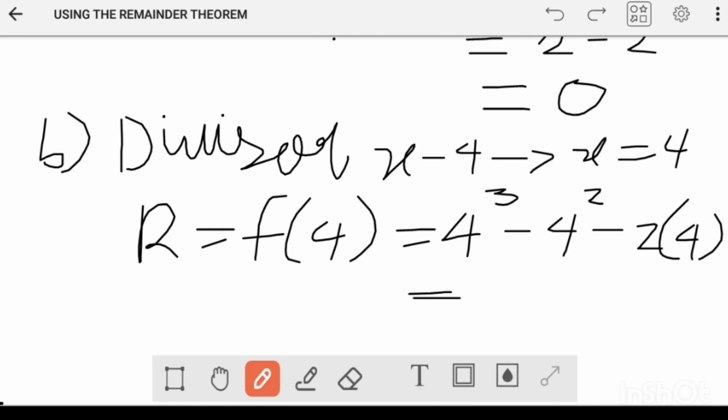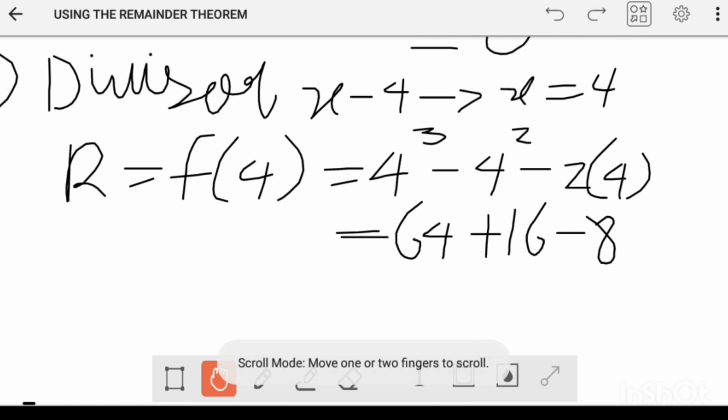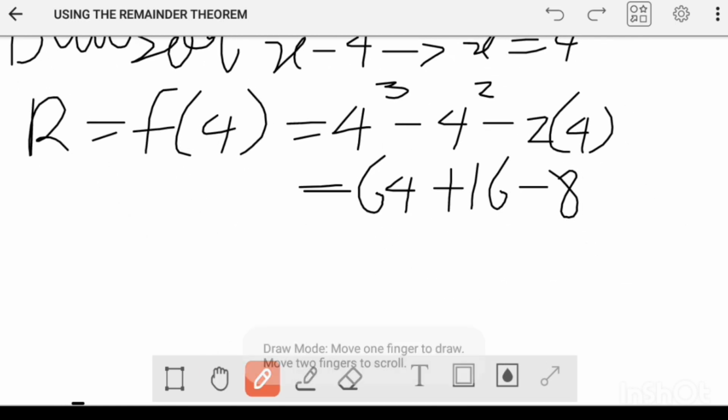So we can continue. Here 4 raised to power 3 is 64. 4 raised to power 2 is 16, that is minus 4 times minus 4 is plus 16. Then minus 2 times 4 is minus 8. So we just move up, add and subtract where necessary. So here we have 64 plus 16 minus 8 is equal to 72. So the remainder here is 72.